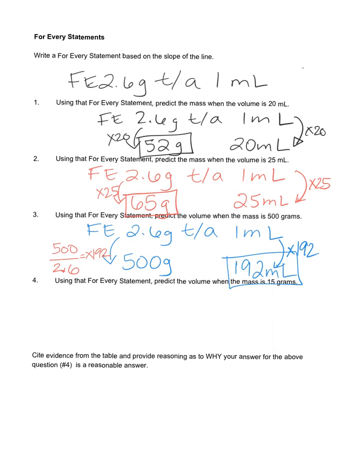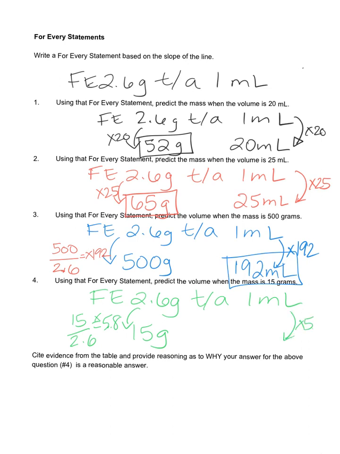For the fourth one, again, I'm going to start with my for every statement: for every 2.6 grams, there is 1 milliliter. So 15 grams. The mass is 15 grams. To go from 2.6 to 15, I take 15 divided by 2.6, and I get 5.8. So to go from here to here, I multiply by 5.8. Now I take that same process and come over here and multiply by 5.8, and I get 5.8 milliliters. So my answer for that next one is 5.8 milliliters.